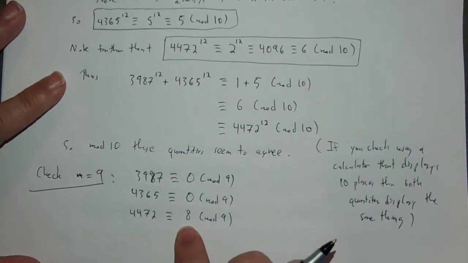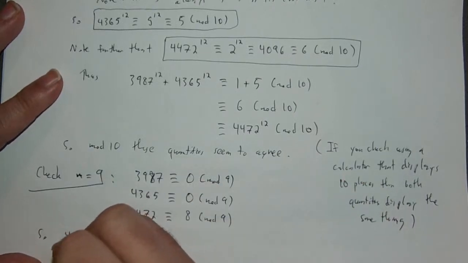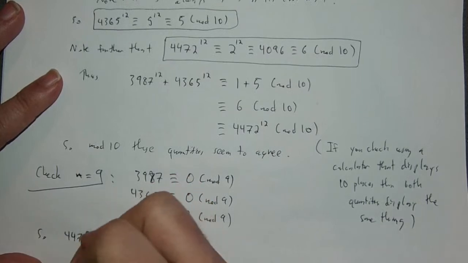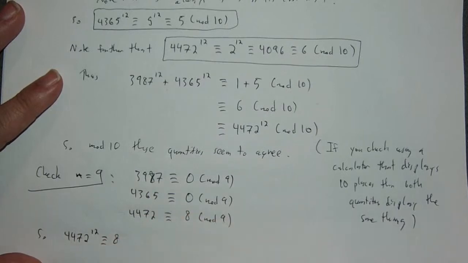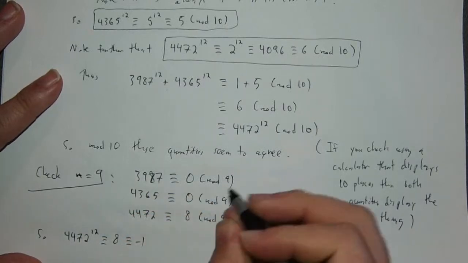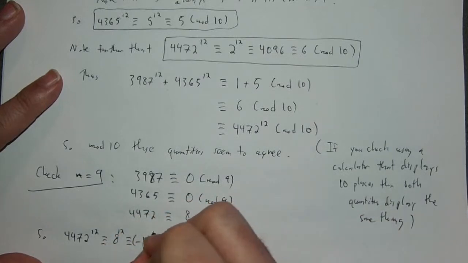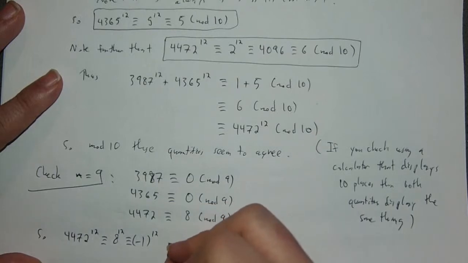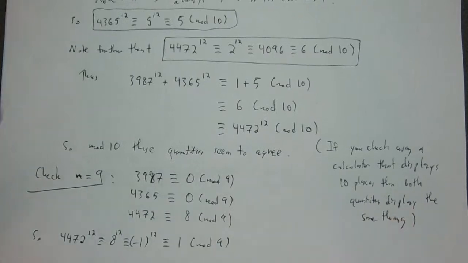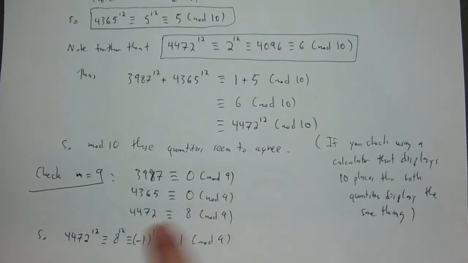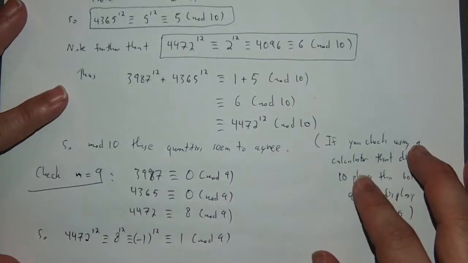So in this case, 8 is congruent to minus 1 mod 9. So 4,472 to the 12th is congruent to 8 to the 12th mod 9, which is congruent to minus 1 to the 12th mod 9, which is congruent to 1. Now, why would I switch over to minus 1? Because it's easier to deal with than 8.